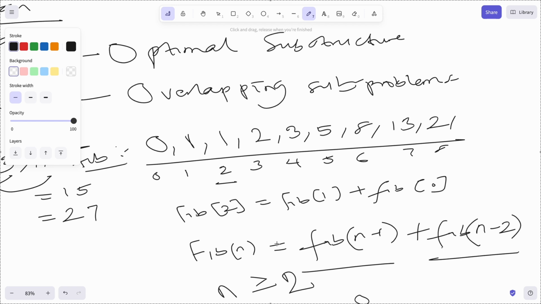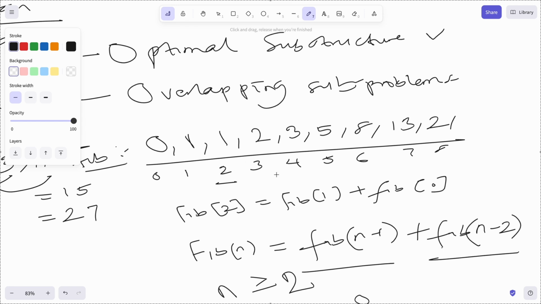The next is the fact that we're going to sum these two subproblems to form this one. We need to sum fib of n minus 1 and fib of n minus 2 to get fib of n. The fact that we can sum the two subproblems together to get the solution to the larger problem means that this problem has an optimal substructure. Does that make sense? That is what we mean by optimal substructure.